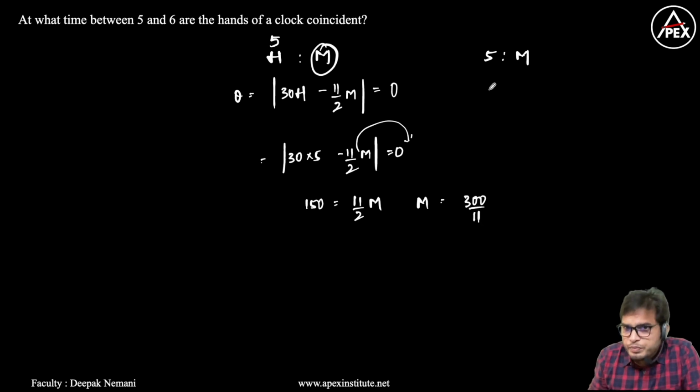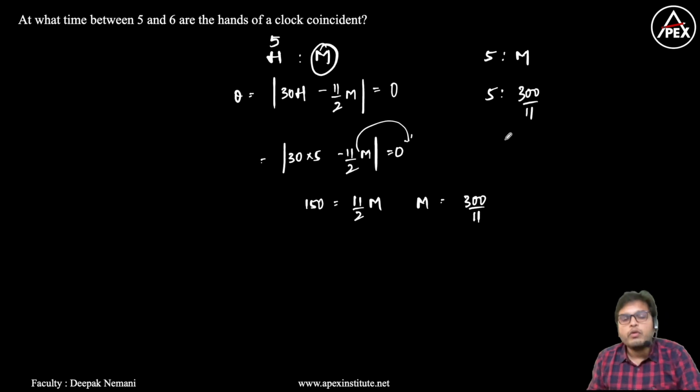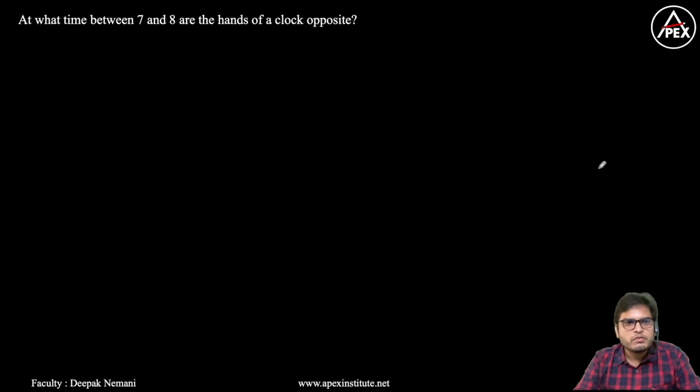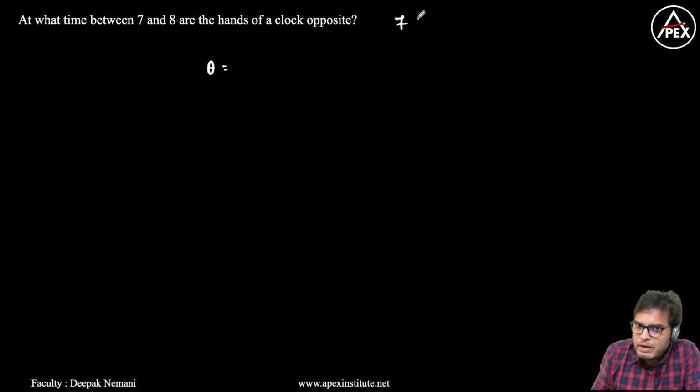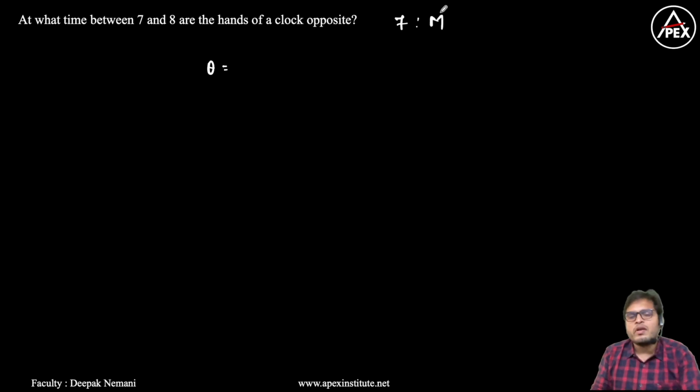Right? So when the time is 5 hours and 300 by 11 minutes, you have both the hands of a clock coinciding with each other. Moving ahead to next question. At what time between 7 and 8 are the hands of a clock opposite to each other? Right? Again, we are given the angle between both the hands of a clock. And the time should be between 7 o'clock and 8 o'clock. So the format of the time should be 7 hours and m minutes, because exactly at 8 o'clock, the hands of a clock are not opposite to each other.